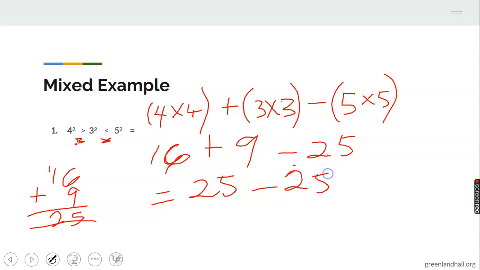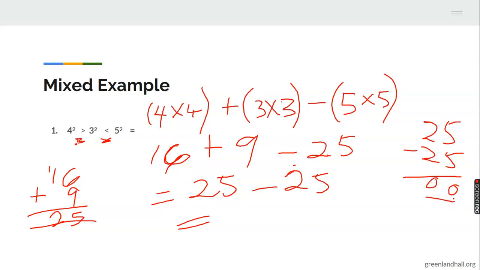25. Of course, see, the numbers are the same. You have 25. You take away the 25. How many will remain? 25 minus 25 is what? That's 0. So let's calculate. 25 take away 25. 5 take away 5, 0. 2 take away 2, 0. That's 0. So 25 minus 25 is 0.